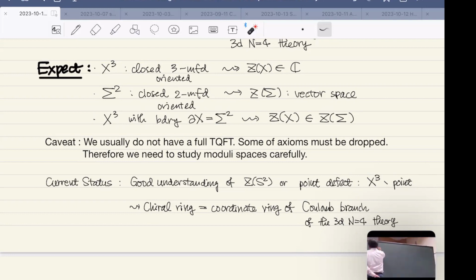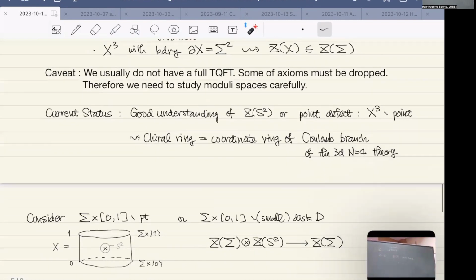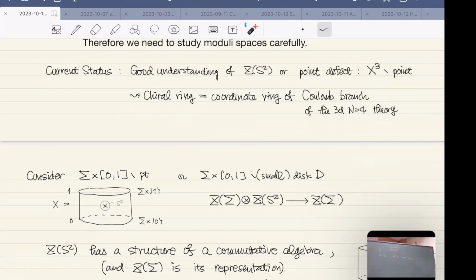So G is a 3D topological quantum field theory. Conjecture: for Sigma equal to S^2, Z of Sigma is a vector space. But as I illustrate in the next picture, it is equipped with a commutative multiplication.